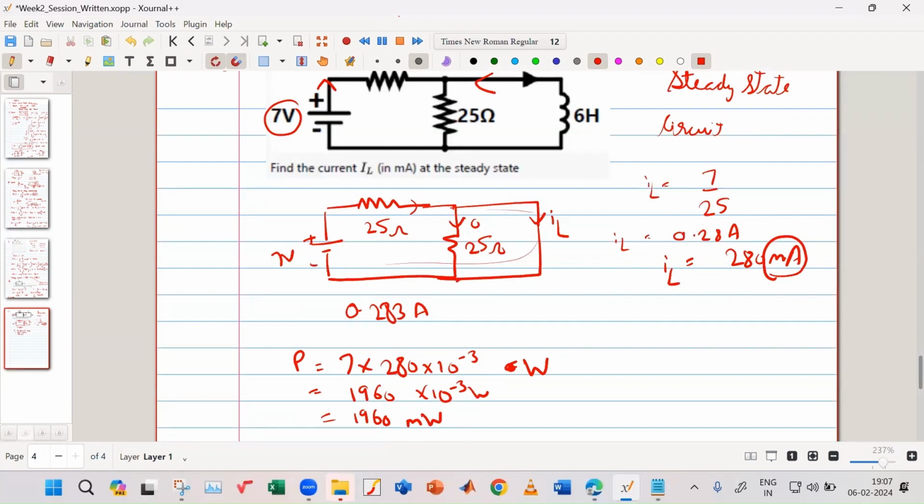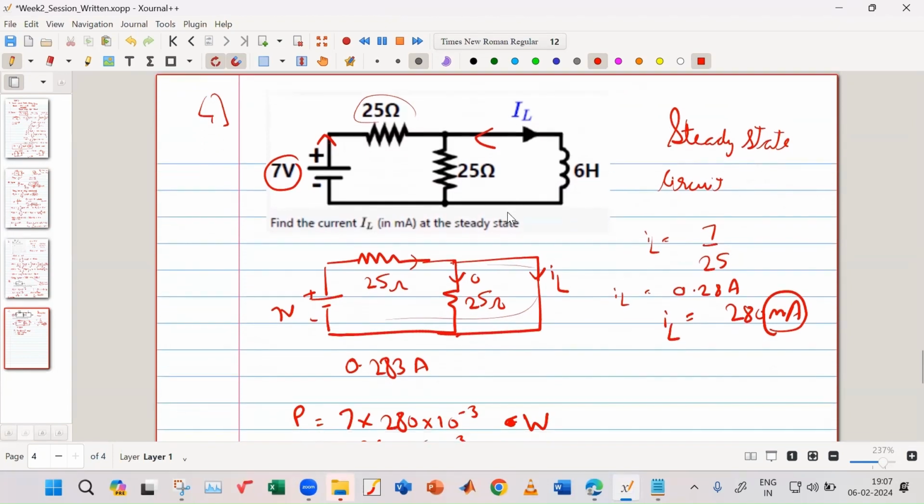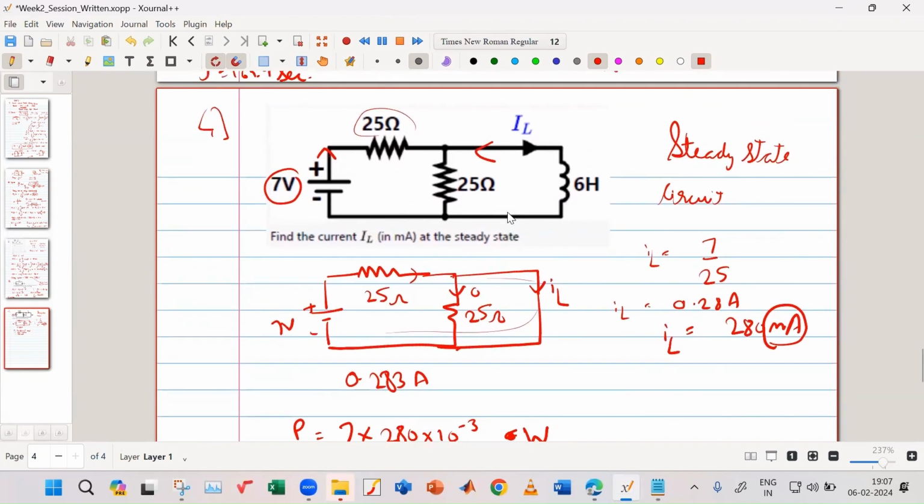Any queries in this? Sir, if we apply KVL in the first mesh, the current value is the same, 7/25. Yes, it will be. That is a good doubt.